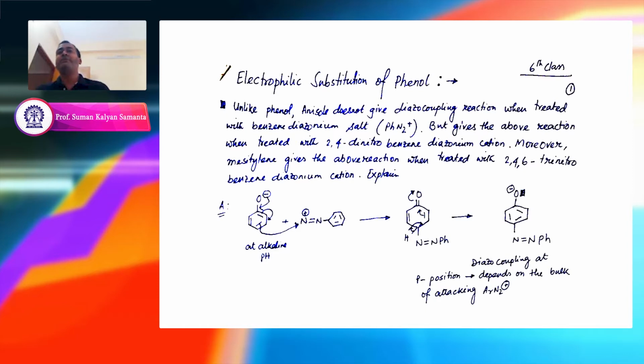So I already said 3 points. First point is, your diazonium salt is a bit weak, not as strong as your nitration electrophile, so the reaction in this case is slightly slower. It definitely needs an activated nucleophile, for example in this case alkaline pH.